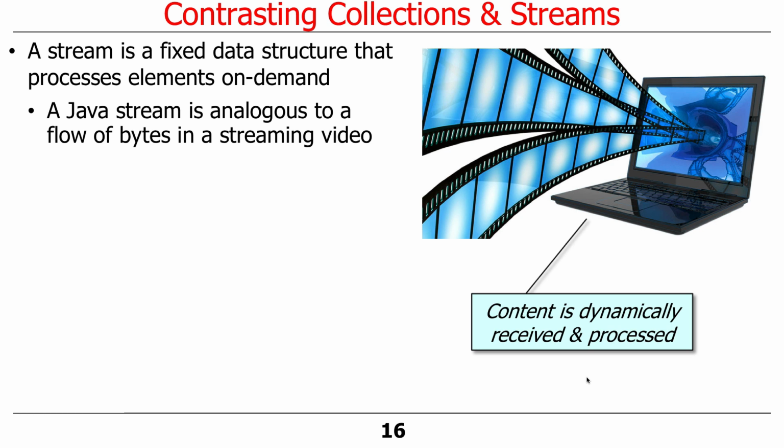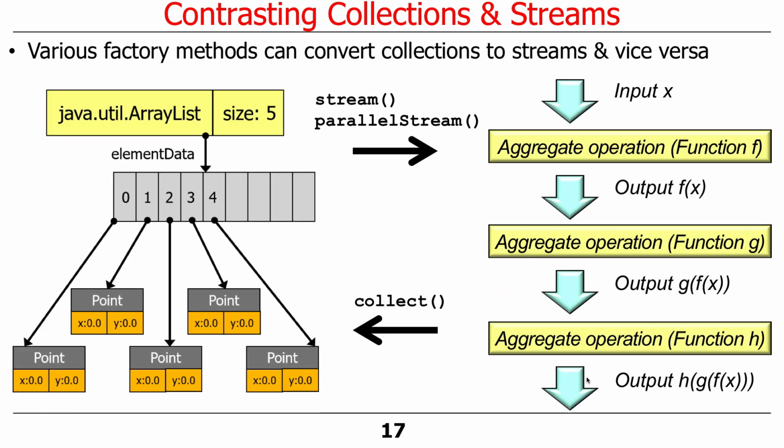So they have some similar relationships, but they're fundamentally different concepts. Now, the thing to remember here is that there are factory methods that can be used to convert collections to streams and vice versa. So we can take a collection, especially all the built-in collections, and say, hey, make a sequential stream from the collection, or make a parallel stream from the collection.